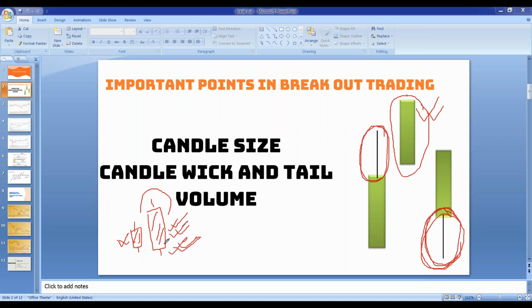So whenever we are looking for breakout trades, the candle size should be bigger. It should not be a small candle. So this is the very first thing you have to understand.